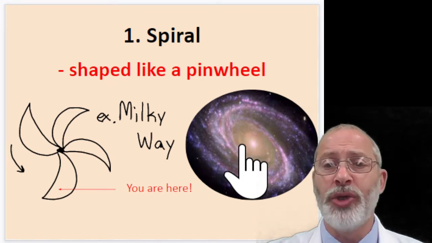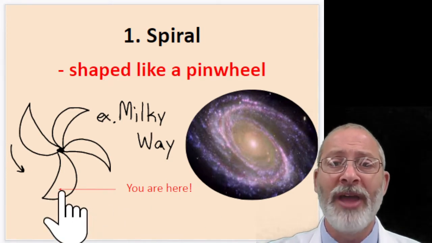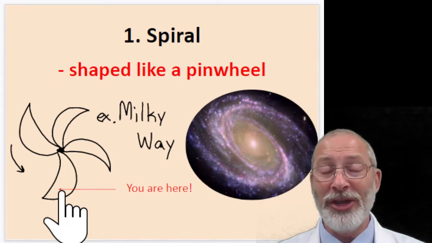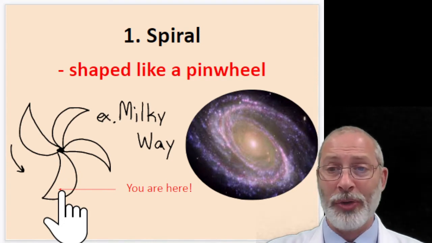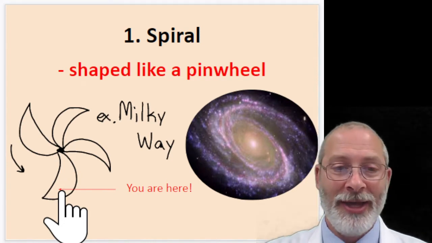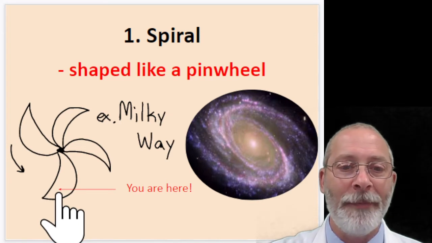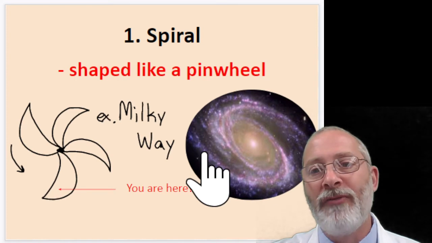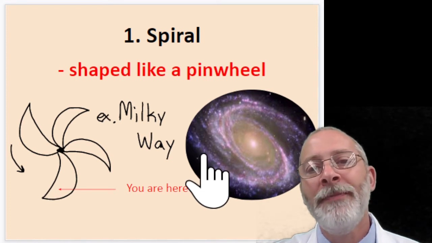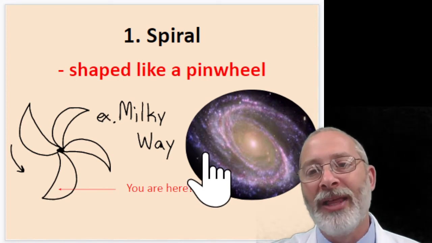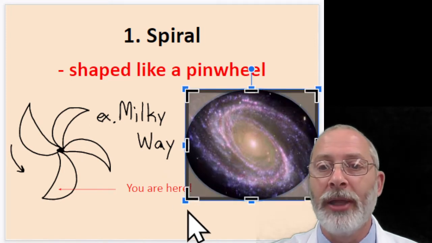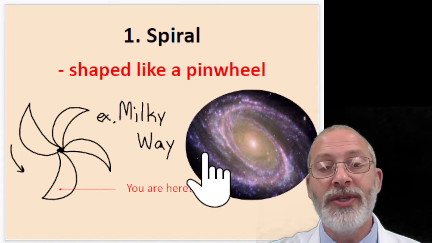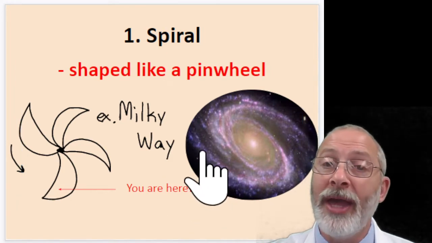And just in case you were wondering, here we are. Have you ever seen a map where it says you are here to help you navigate your way around a town or a location, maybe a place on a hike? Well, we are here. We are actually located in the outer portion of one of the spiral arms of the Milky Way galaxy. So this is where we are in the Milky Way.